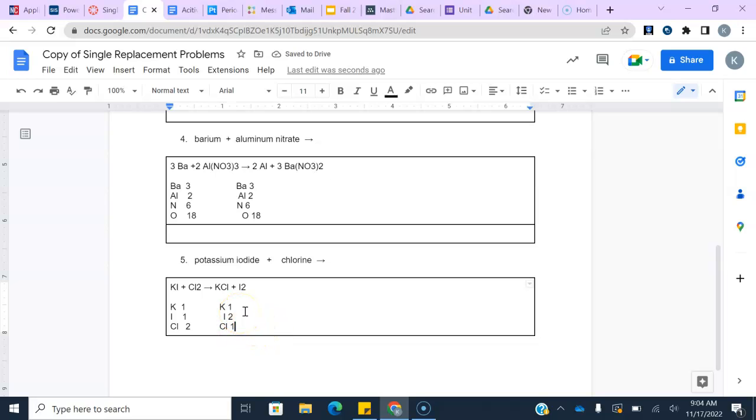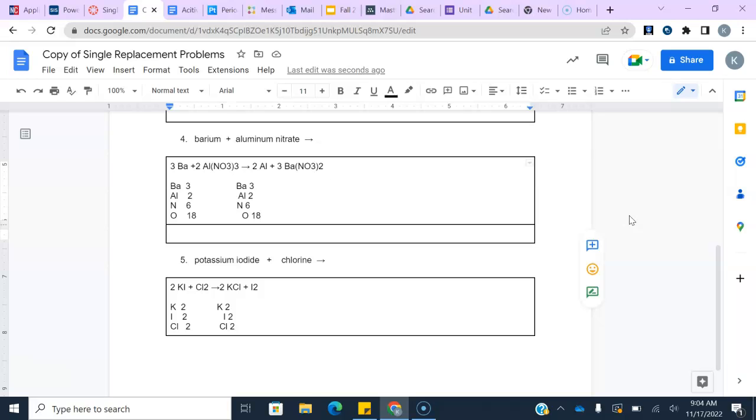So we're going to have to balance. So I'm going to go ahead and try to get my chlorine up first. So I have 2 on the left, so I know I'm going to have to put a 2 here so I can get to 2 for my chlorine. So now I've got 2 chlorine and 2 potassium. And that means I'm going to have to come back to the left and balance as well. So I'm going to put a 2 right here in front of my potassium iodide. And that will give me a 2 for my potassium and a 2 for my iodine, and that is balanced. So that is your balanced equation for number 5. So 2 potassium iodide plus chlorine will yield 2 potassium chloride plus iodine.